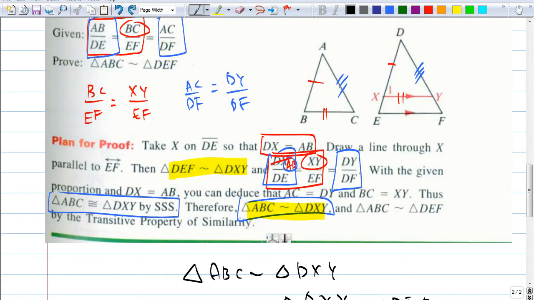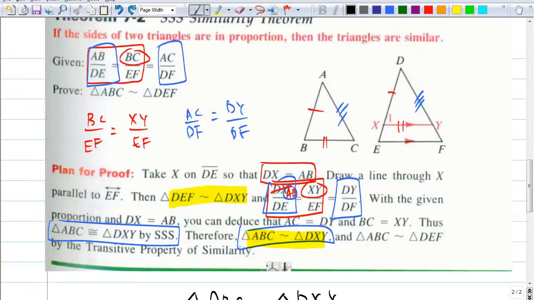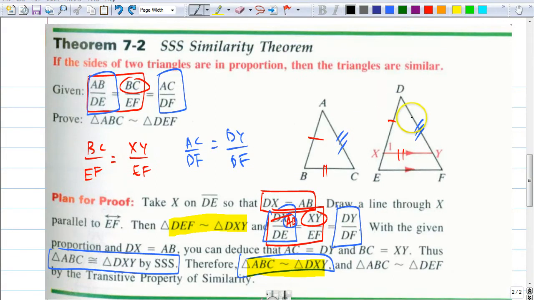Does that make sense? Do you see how it's very similar? And do you see how to show that the two triangles, ABC and DXY, are congruent? Does that make sense?